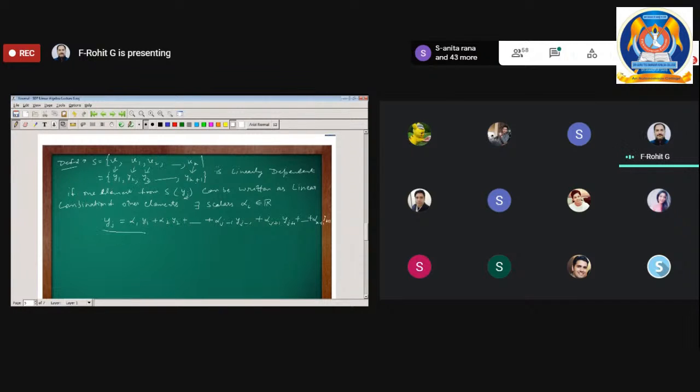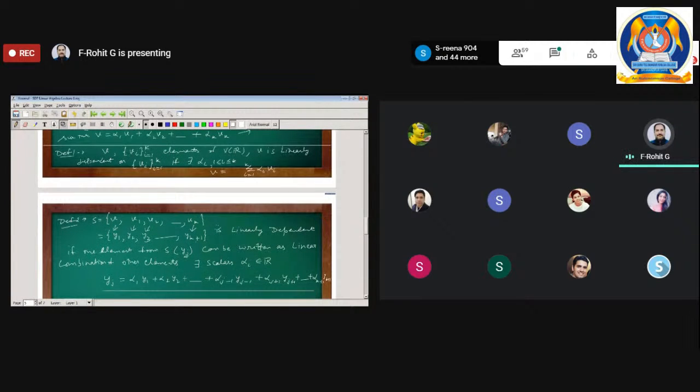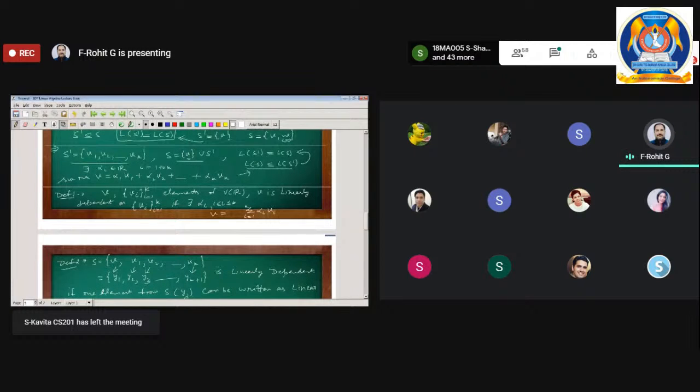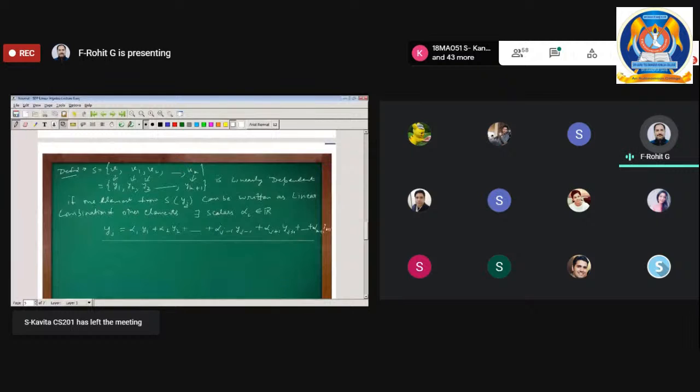So this is our definition number 2, which originated from the previous definition number 1. And definition number 1 originated from the concept of linear span of S dash and linear span of S. Now, if you are clear or you have any doubt, then let me know. If you are clear, then kindly write yes, or write no if you are not clear, in the chat box.